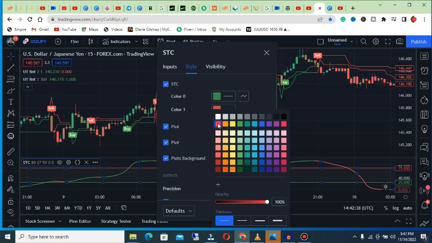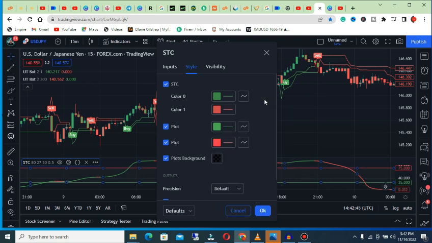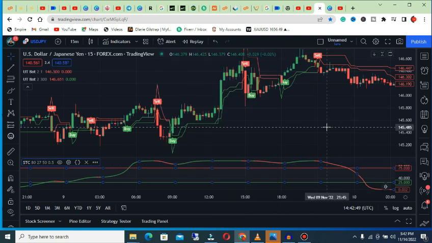Make sure you're using red on the second plot, and of course make sure the opacity is dragged till you hit 100% of the opacity, and that's pretty much all you have to do. After you've done that, just go ahead and click OK. Then you are good to go.